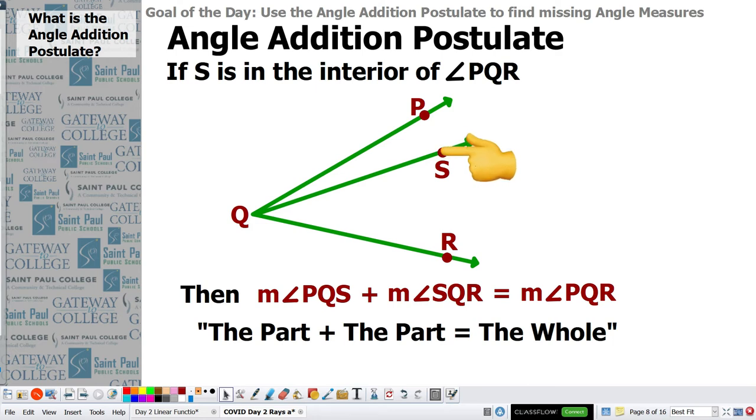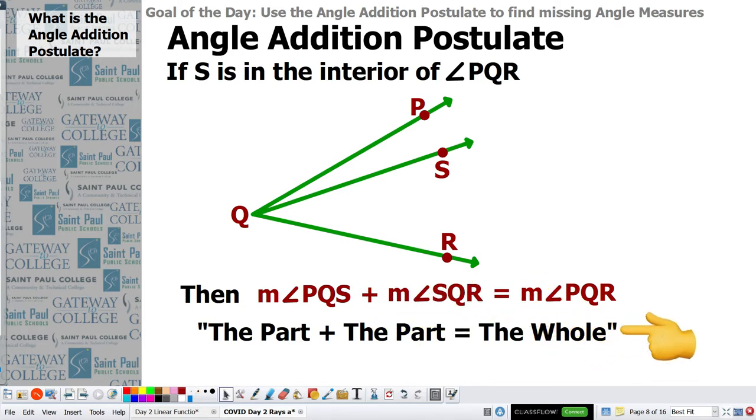So if S is in the interior, then the measure of angle PQS, the top angle, plus the measure of angle SQR, the bottom piece, equals the measure of angle PQR, the whole thing. So just like the segment addition postulate, it is the part plus the part equals the whole.